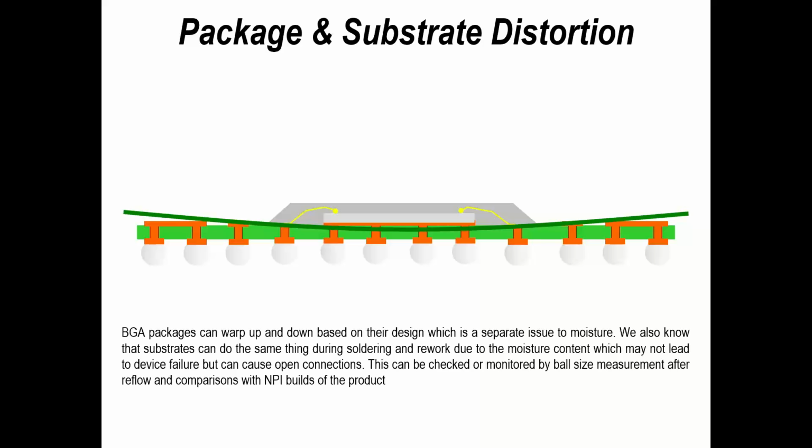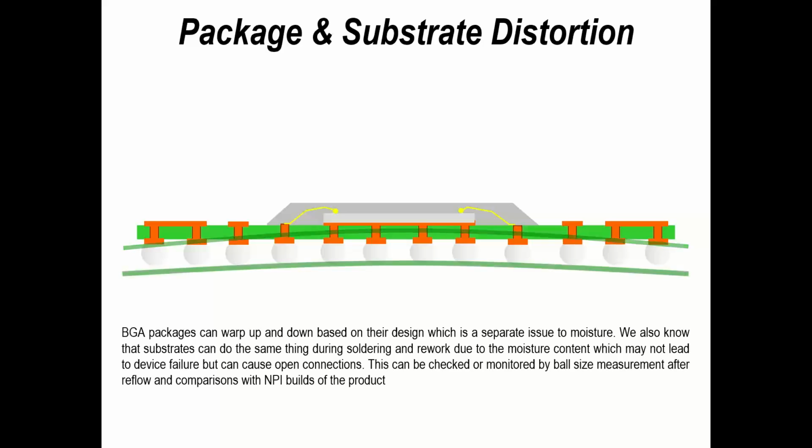So in this example, I'm just showing you how a package theoretically could warp up or down, and that then would lift the balls off the surface of the printed circuit board, or they would push them down into contact with the printed circuit board and cause some of the faults that I've mentioned earlier.